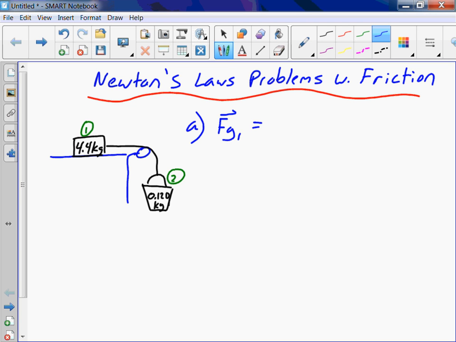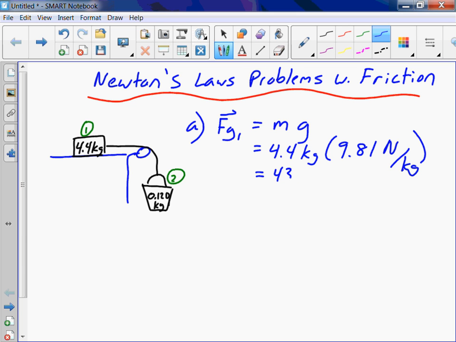All right, so FG1, just 4.4 kilograms times 9.81. So 43.1 newtons. Okay, so the question's asking us to find the maximum force of static friction. So all we have to do here, since we're on a level horizontal surface, we know that the normal force is equal to the force of gravity.